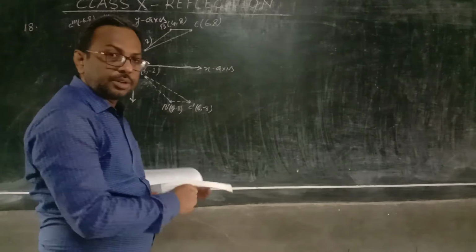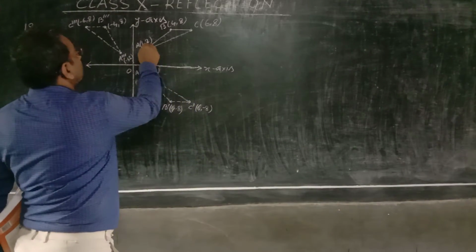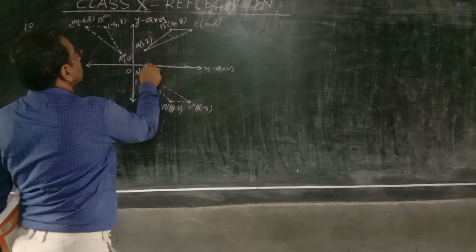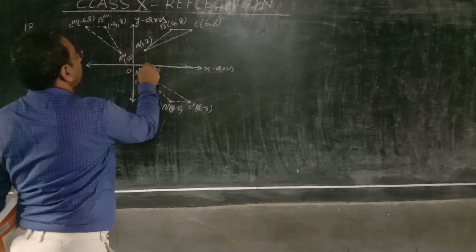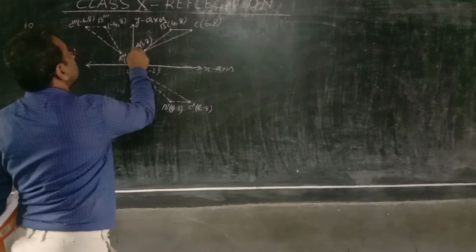How will we locate this point? Let us see that also. This one is the distance on the x-axis. I draw the perpendicular. I got here 1. This distance is 1, and this distance is 2.